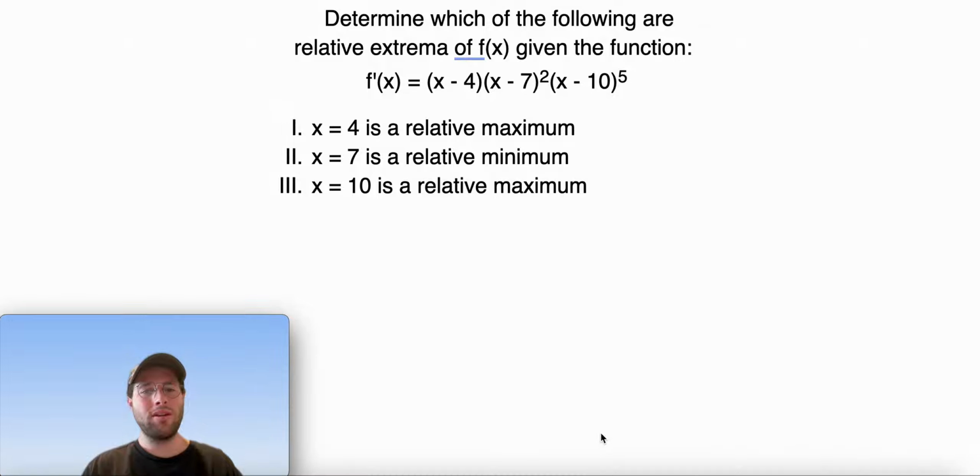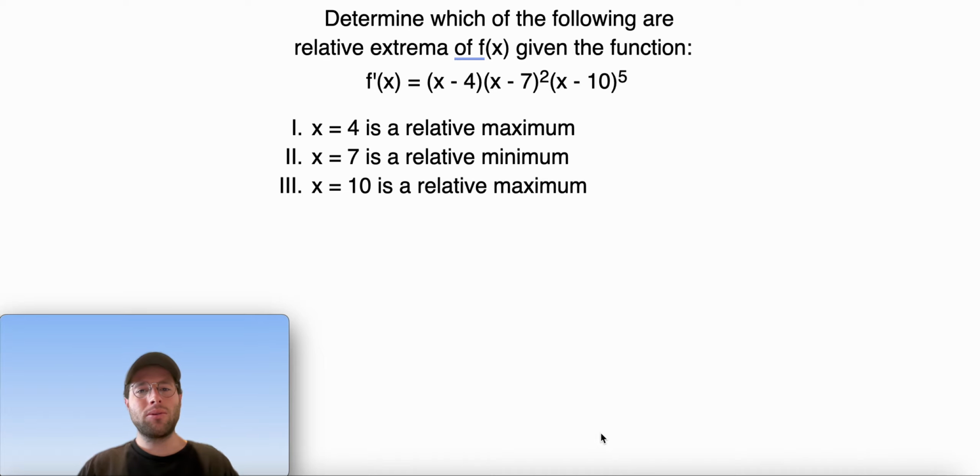The first being x equals 4 is a relative maximum. The second, x equals 7 is a relative minimum. And the third, x equals 10 is a relative maximum. And so I'm going to be going over this problem in two different ways just to give you a couple options here, and you can end up doing whatever way you feel most comfortable with.